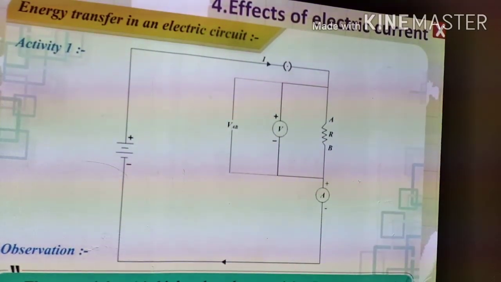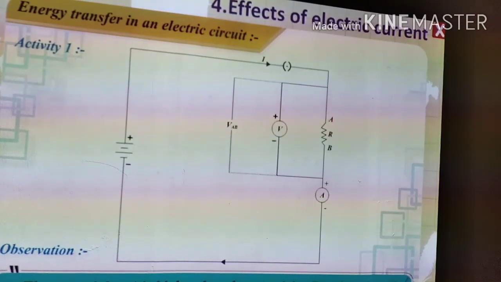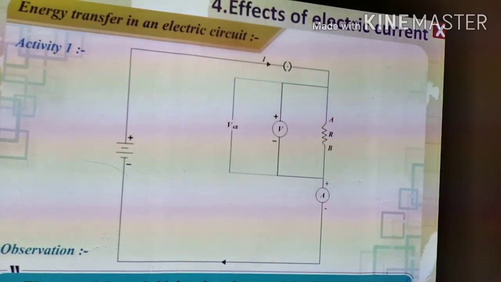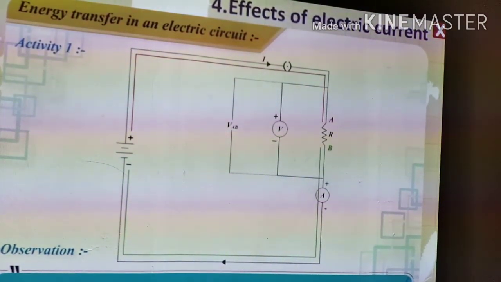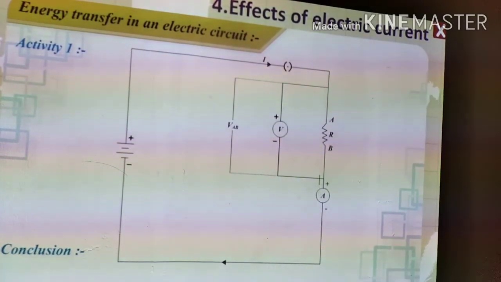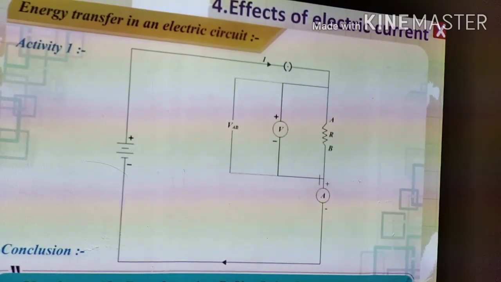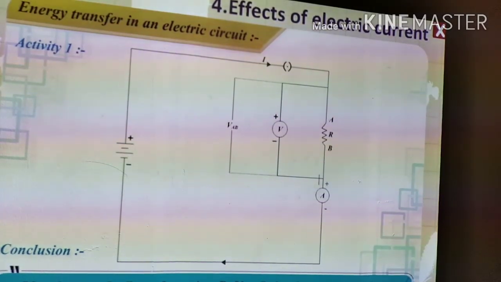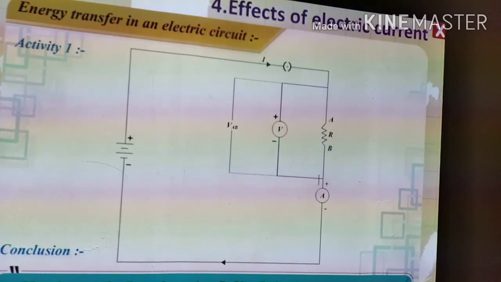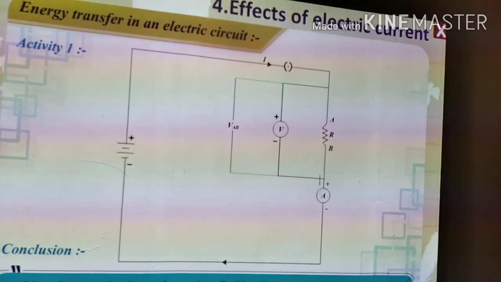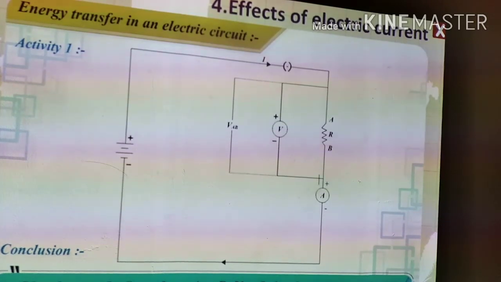Observation: the potential at A is higher than the potential at B, as the point A is connected to the positive electrode of the cell and the point B to the negative electrode of the cell. Conclusion: if a charge Q flows from A to B, work V AB into Q has been done on Q while going from A to B, as shown in the diagram.